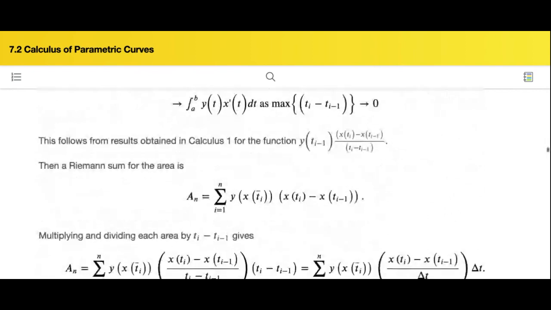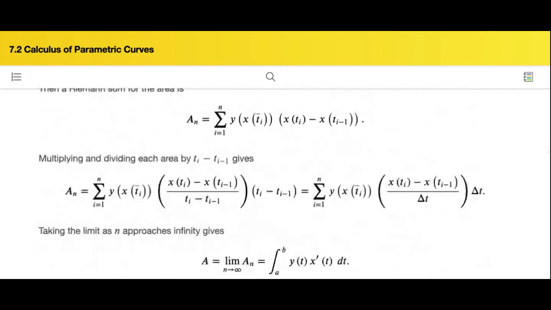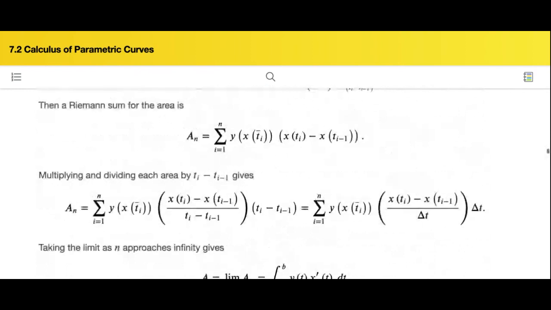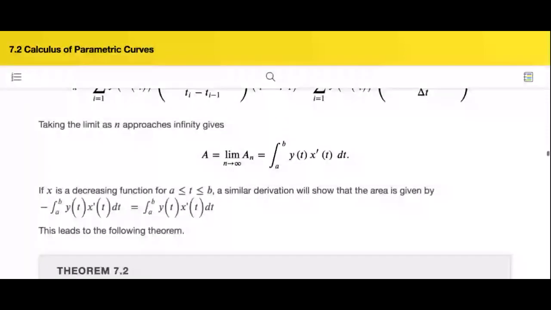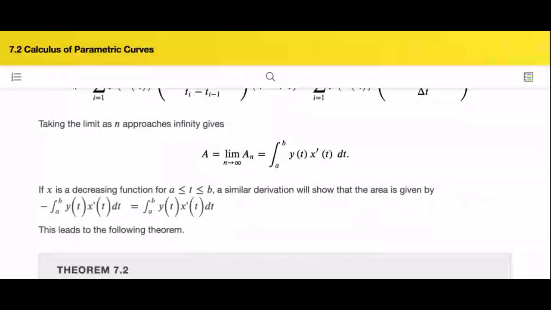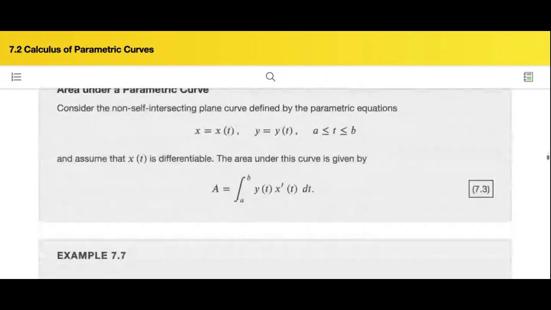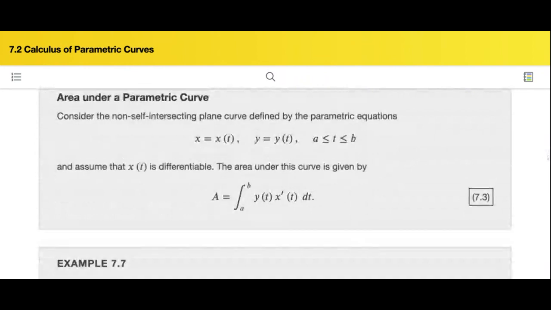If you want to really understand, you can go through these proofs. For us, let's just try to remember this. This is y of t, the function, the height, multiplied by x prime of t, then integrate from the lower limit to the upper limit. Okay, so that's it.